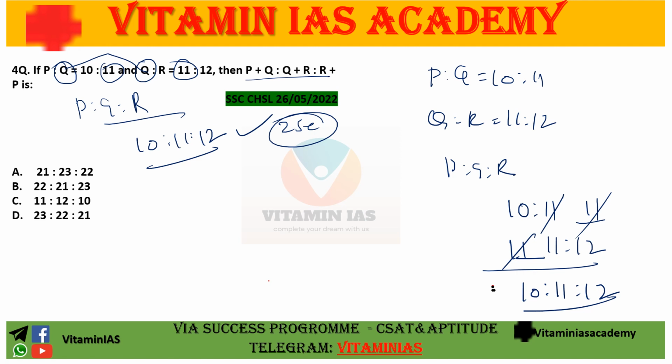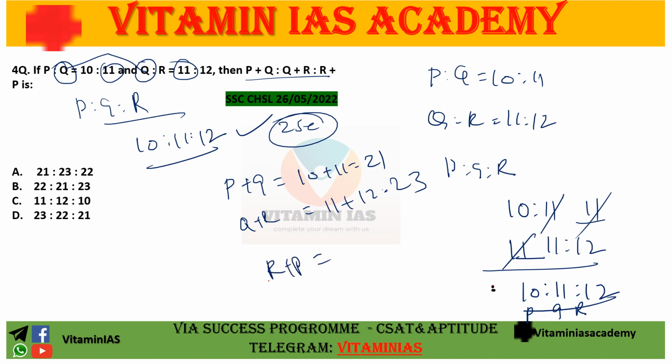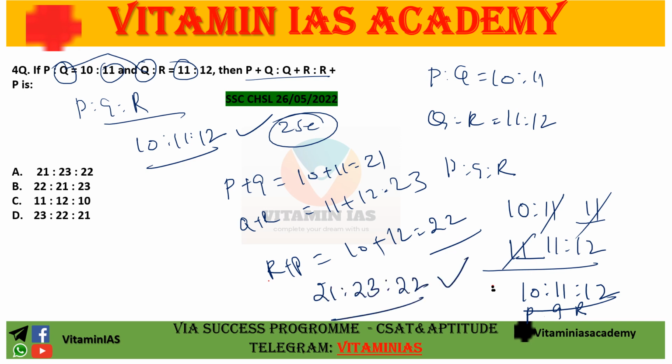And now the question is P plus Q. How much? P plus Q means 10 plus 11 is equal to 21, and Q plus R is 11 plus 12, which is equal to 23, and R plus P is 10 plus 12, which is equal to 22. So 21, 23 and 22 will be the answer. Option 1 will be the answer.